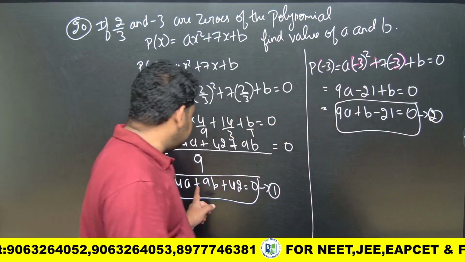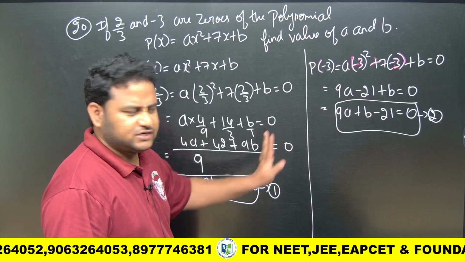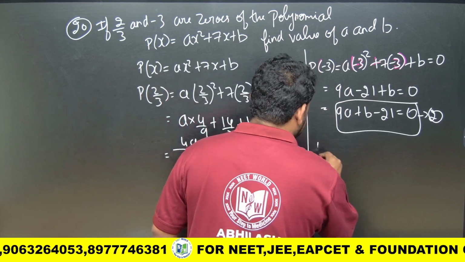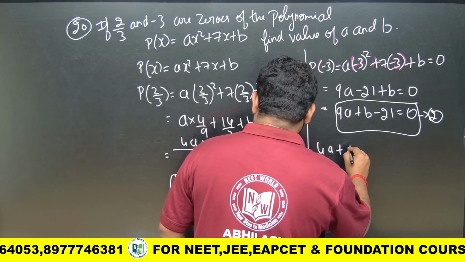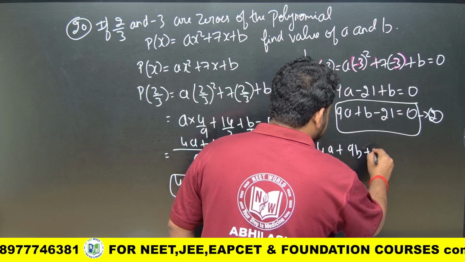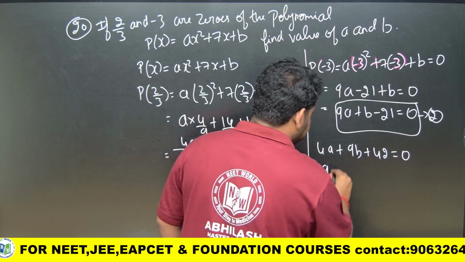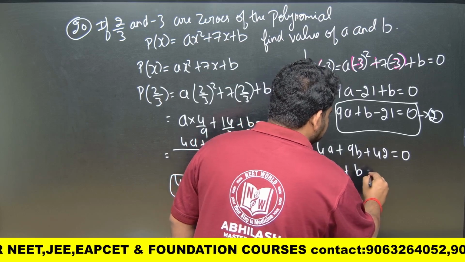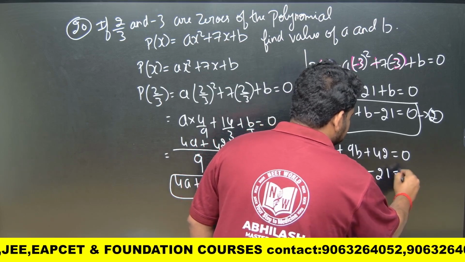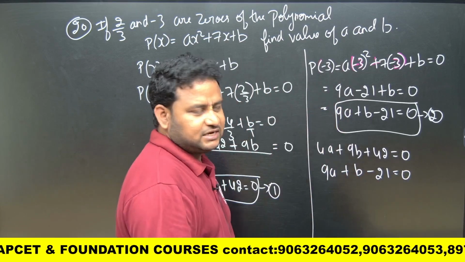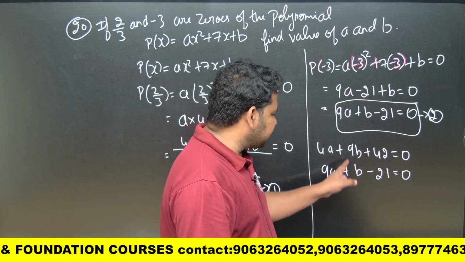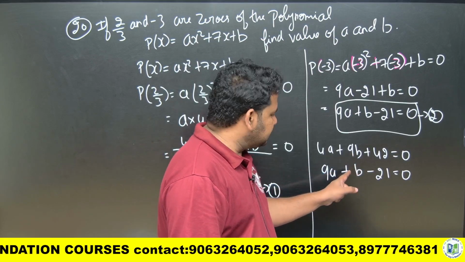Now, I am seeing equation 1 and equation 2. Let me write equation 1 and 2 together. Equation 1 is 4a plus 9b plus 42 is equal to 0. Second equation is 9a plus b minus 21 is equal to 0. So, I have to solve this simultaneous linear equation. To solve this, 9b is there in the first equation, and here only b is there.